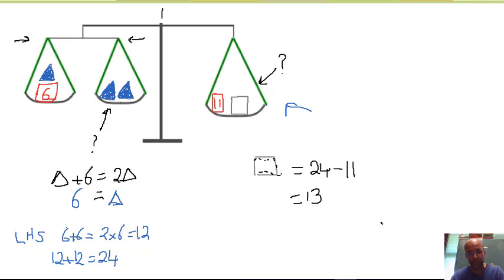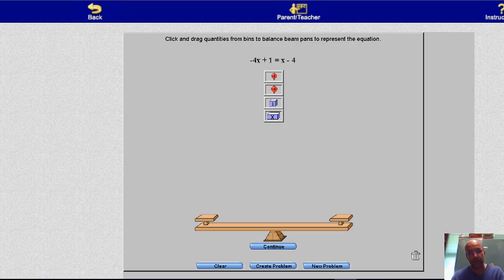So 24 take 11 is 13. We took 11 off because we took 11 off the left side, so we take 11 off the right side of this little number sentence here. So that means we know that a triangle is worth 6, a grey square or grey rectangle is worth 13. We can check that to see if left equals right. We've got 13 plus 11 is 24. We've got, as we said before, 12 here, and 12 there. That's 24 as well. So yes, it works.